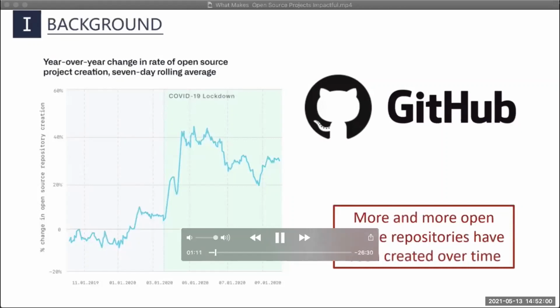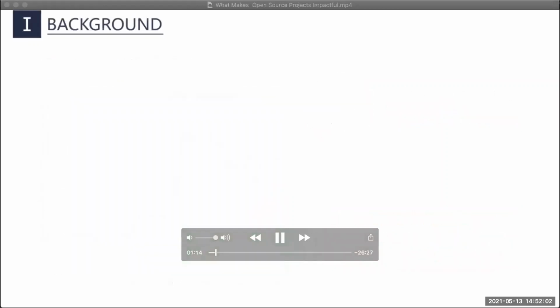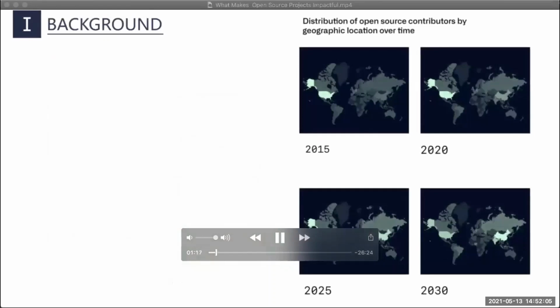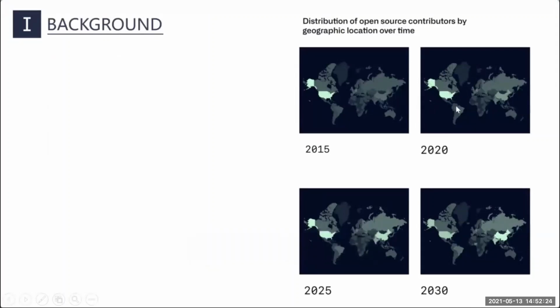More and more open source repositories have been created over time. Here is another statistic, also adopted from the GitHub official website. It shows the distribution of open source contributors by geographic location over time. As we can observe from the graph, currently North America occupies the contributors of GitHub projects, and the trend tends to spread all over the world. And in around another 10 years, that is 2030, there will be more contributors all over the world.